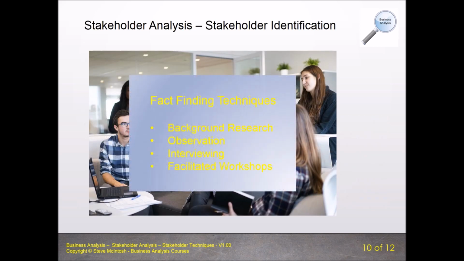So, to summarise, we've covered 4 fact-finding techniques that are useful to help you to identify the stakeholders for the project that you're working on and the business that you're working within. All of them have their strengths and weaknesses. All of them are useful.